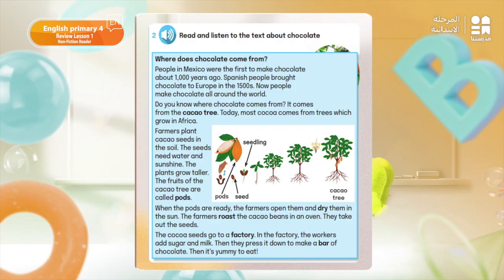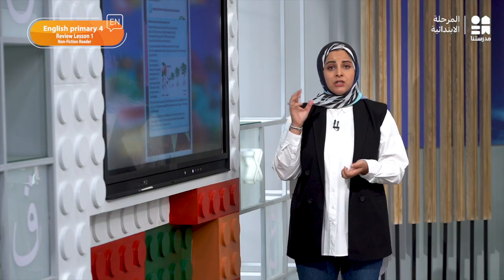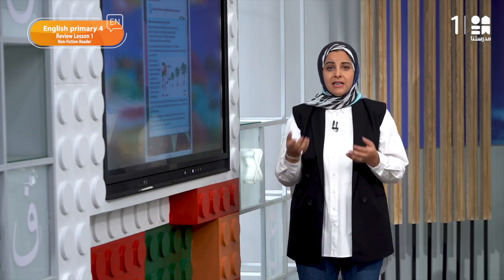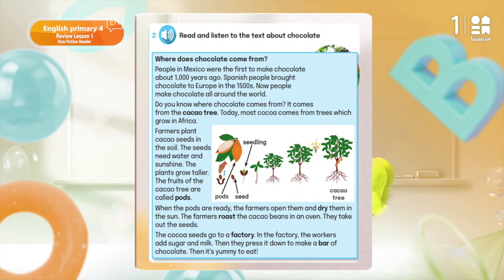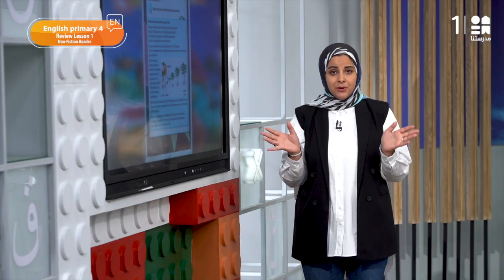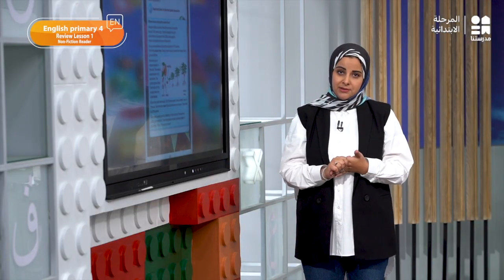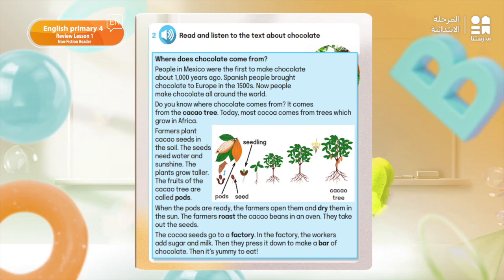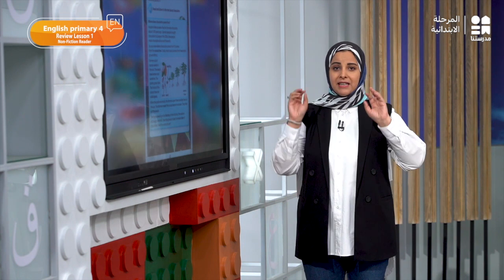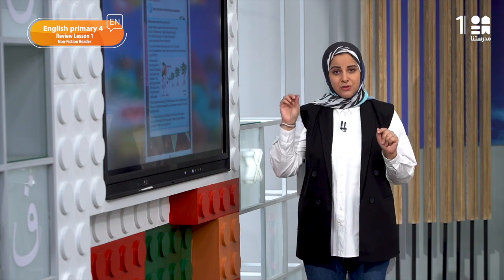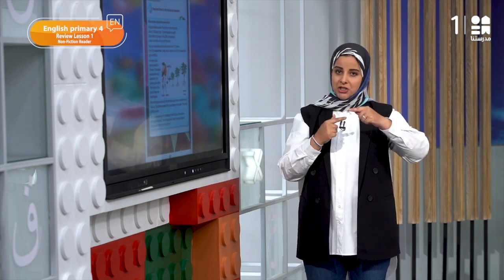Do you know where chocolate comes from? It comes from the cocoa tree. الشجرة اللي بتزرع الشوكليت اسمها cocoa tree. Today, most cocoa comes from trees which grow in Africa. وفي القارة بتاعتنا قارة أفريقيا بقينا نزرع الشوكليت. Farmers plant cocoa seeds in the soil. طبعا زي أي plant احنا لازم نحط السيد في السويل ويحصل germination.